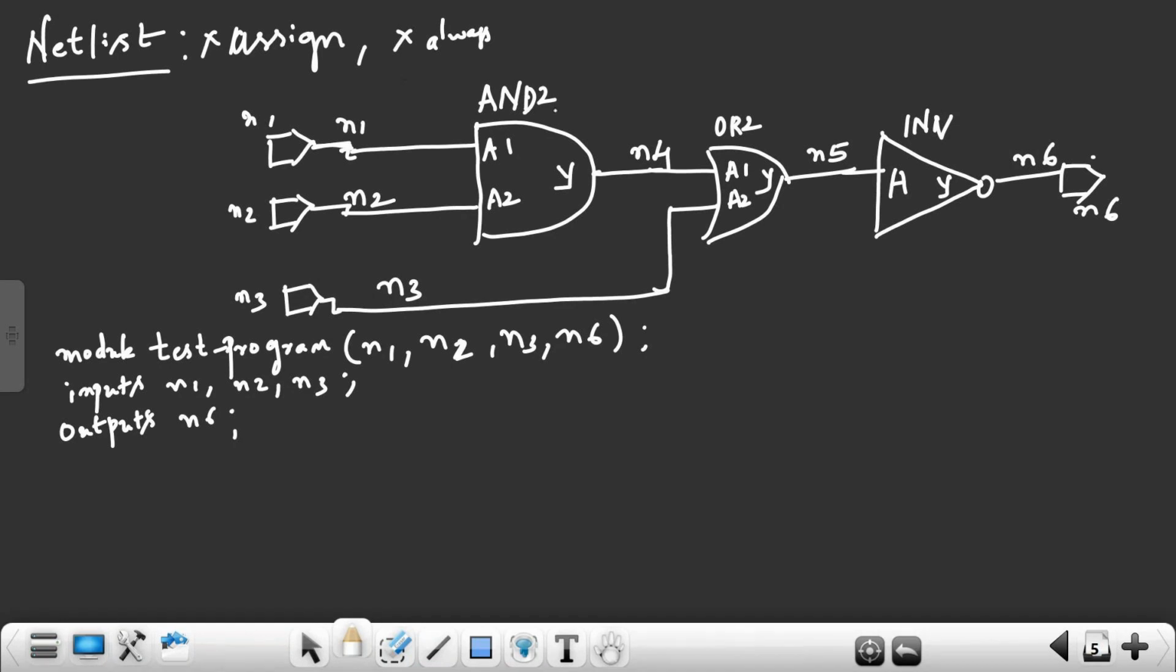Now, what will my netlist have? For every gate, first it will tell what its library name is. What is the library name? AND2.